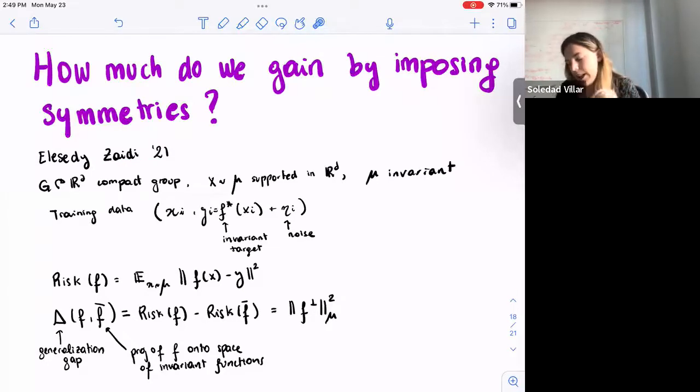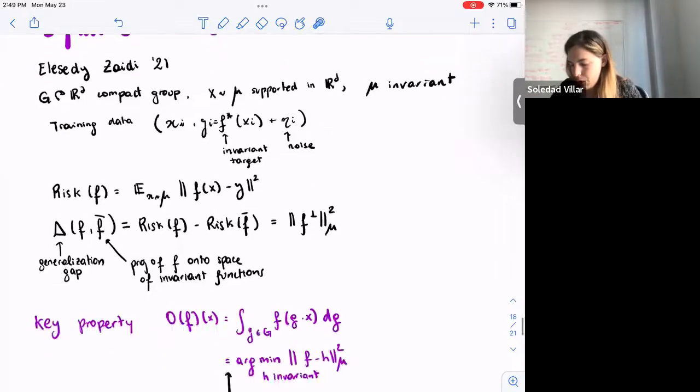But the idea is basically that if your group is compact, you can project your solution into the space of invariant functions, and you always gain something in terms of generalization if you do that. I'm happy to talk about it offline if you are interested.